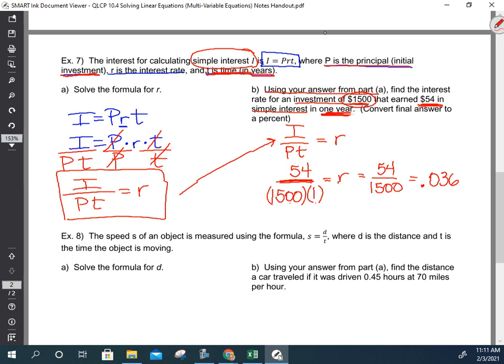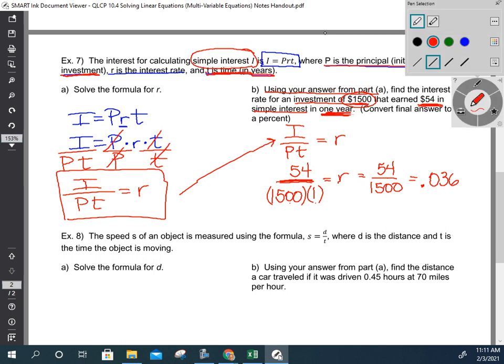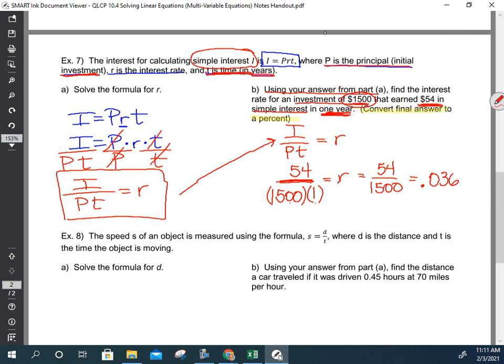So that's a decimal. Your problem specifically said, convert your final answer to a percent. So how do you change a decimal to a percent? Twice to the right, or multiply times 100, and that gives you 3.6%.